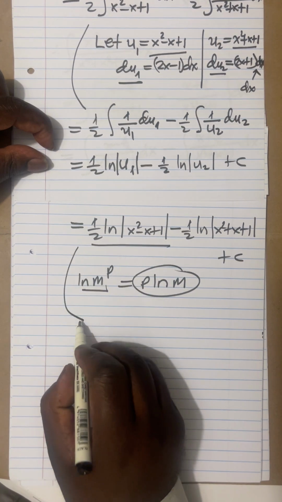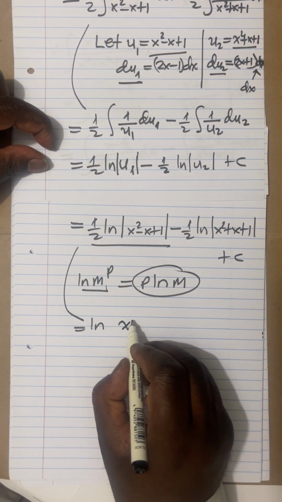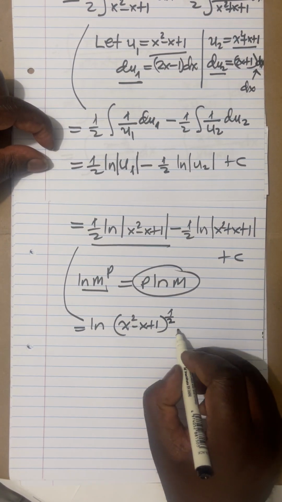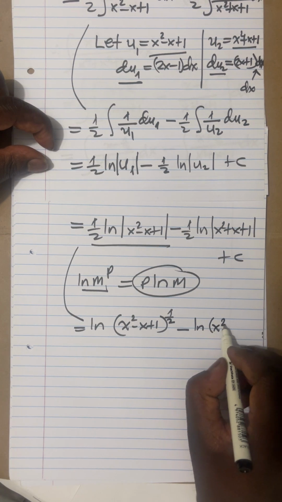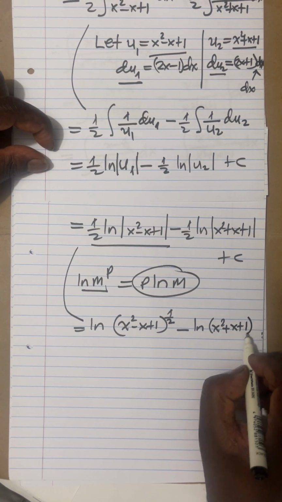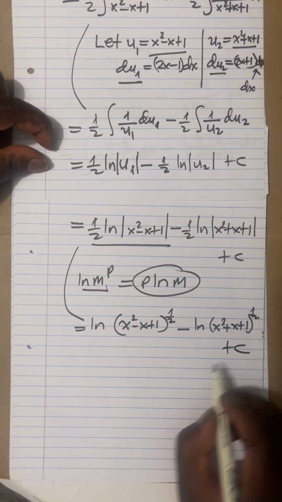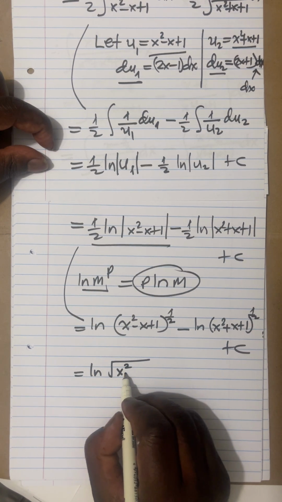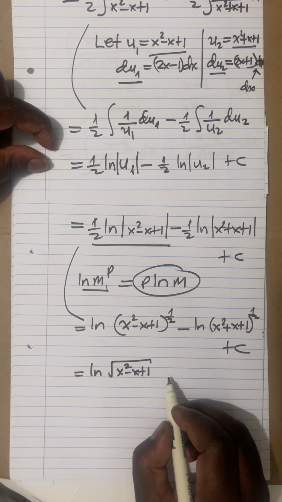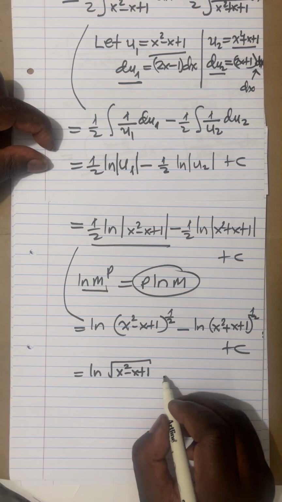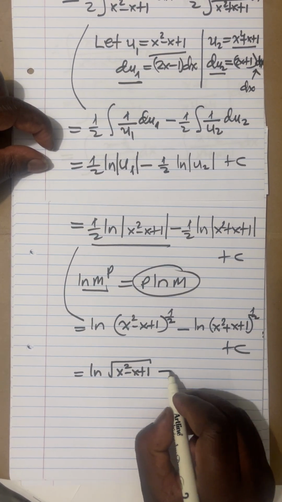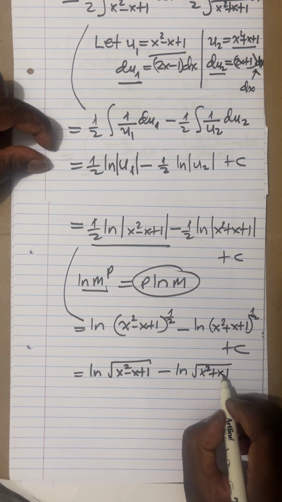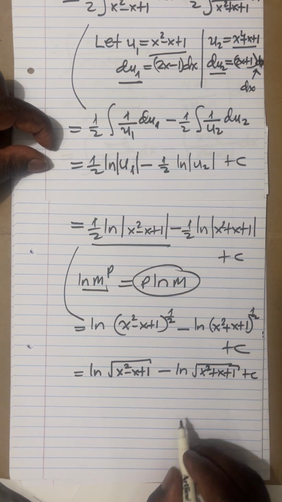So that means this will change to natural log of x squared minus x plus 1 to the power half, and then minus natural log of x squared plus x plus 1 to the power half. And what is the power half? Of course, plus c. Power half means square root. So this is going to be natural log of square root of x squared minus x plus 1. Now you understand square root can never be negative, especially as we're dealing with real numbers. Now this changes also to natural log of square root of x squared plus x plus 1, and then plus c as a constant there.